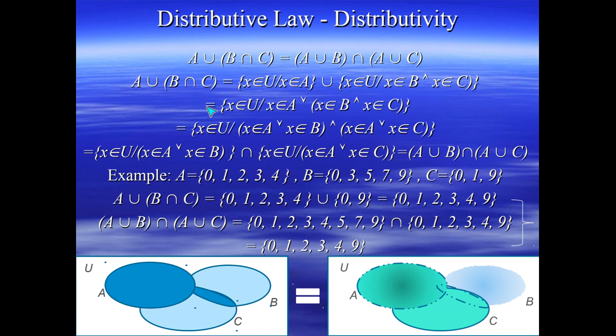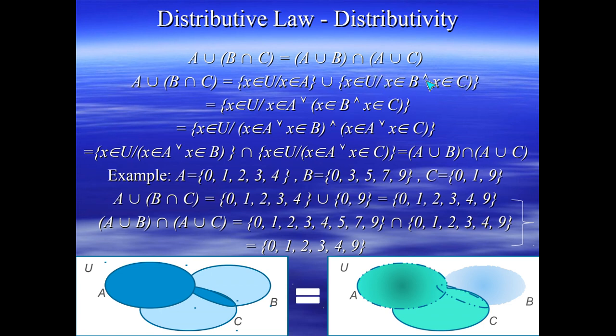Let's not change it. So when we prove it, here again, the strategy is to form A union (B intersection C) in parentheses, and then open it and arrive at the left hand side, which is (A union B) intersection (A union C). So let's see. A union (B intersection C), what is it? A is outside, so X is an element of U such that X is an element of A union B intersection C, their common elements. So it's X is an element of B and X is an element of C.